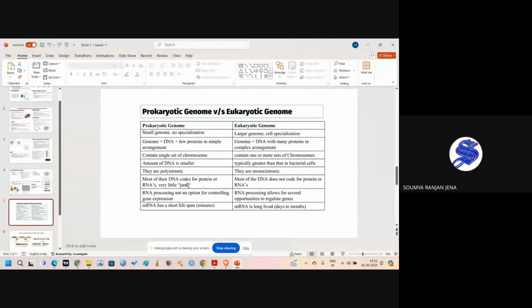Then most of the DNA codes for proteins or RNAs, with very little junk. Very little junk DNA is present in prokaryotes, but in eukaryotes most of the DNA doesn't code for proteins or RNAs. Only 2% of the DNA in eukaryotes codes for proteins, and 90% is in intron form. Then, RNA processing is an option for controlling gene expression.